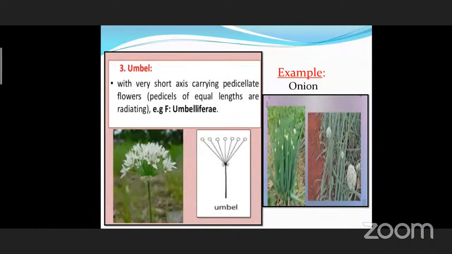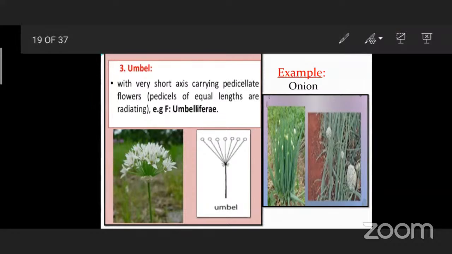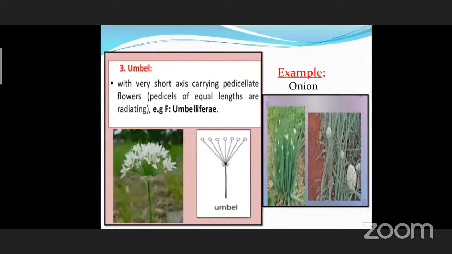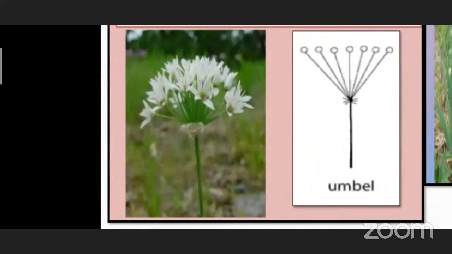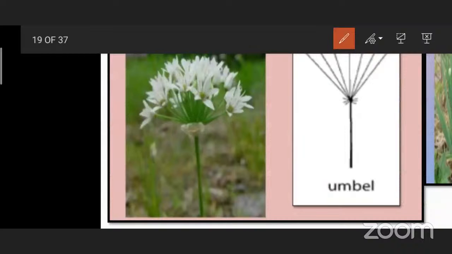Next, the third example of simple racemose inflorescence, the third one, umbel type. See here, this is umbel type of inflorescence with very short axis carrying the pedicellate flowers. The pedicels of equal length are radiating. Best example, Umbelliferae and onion. Onion scientific name, Allium cepa.